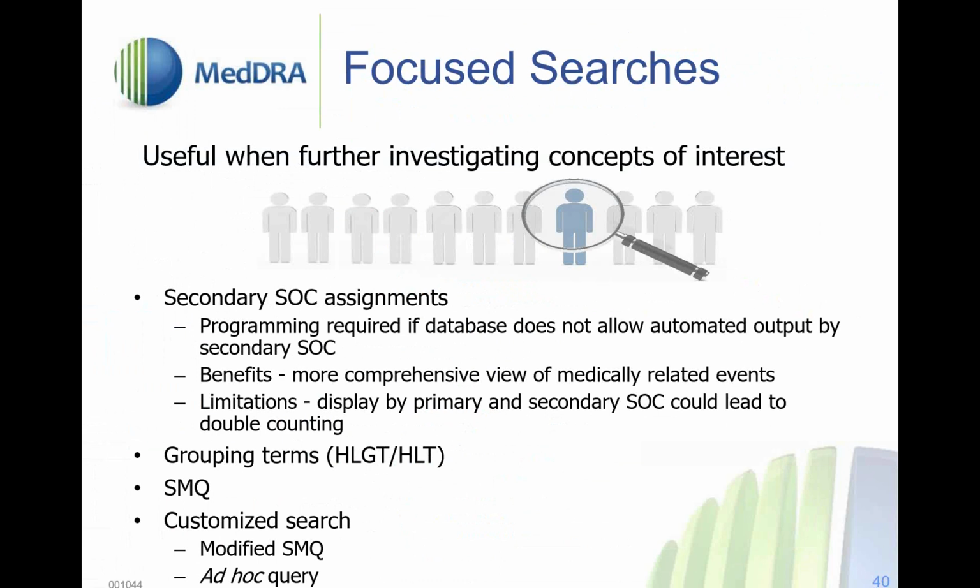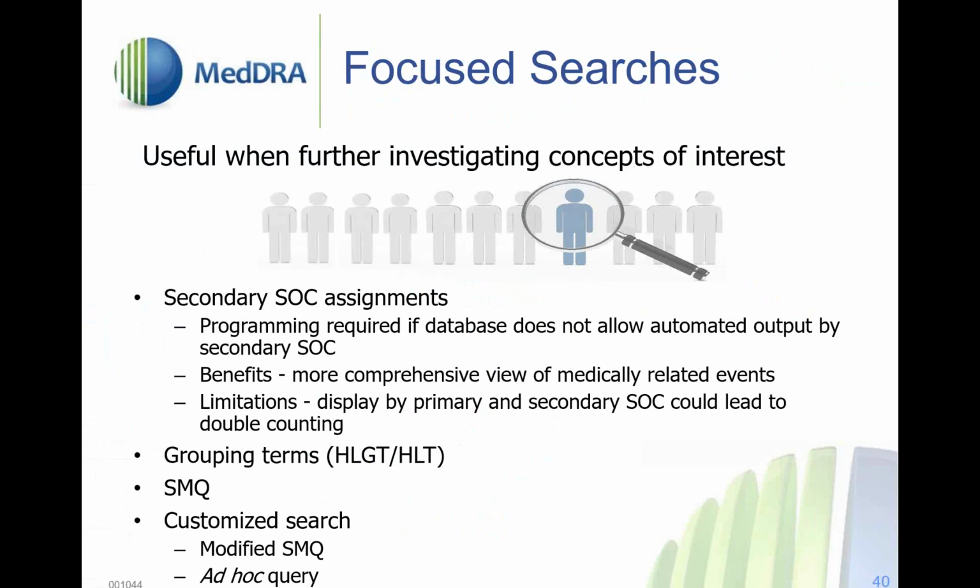And that's where your secondary system organ class would really be helpful. It may need a bit of programming from your programmers if you don't have the ability to view it as part of your output, but it will give you a more comprehensive view of events that are medically related. Of course, one thing to bear in mind, if you're looking at system organ classes, you're going to see the same event listed more than once, and that's okay. That doesn't mean that your number of incidents or reports has gone up drastically. It just means you're looking at more than one system organ class for the same event.